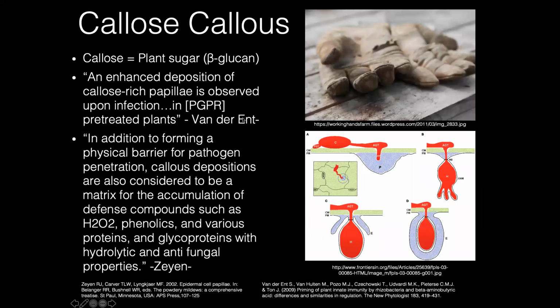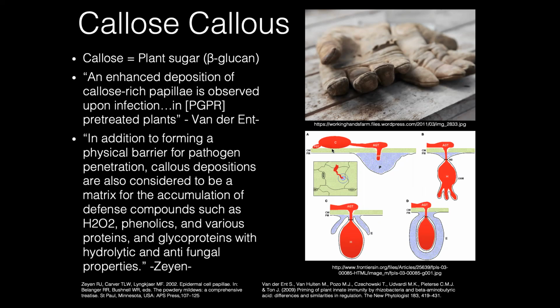Callus. So I like to think about callus. It's kind of like a glove. So having these microbes down in the soil, again, communicates with the plant what's going on. And this induced systemic resistance can include, like I said, physical changes. So callus is a plant sugar. It's beta-glucan. And an enhanced deposition of callus-rich papillae is observed upon infection. So when the plant has exposure to these PGPR, it'll build up its callus. It's like building up a work glove, a protective glove around it.